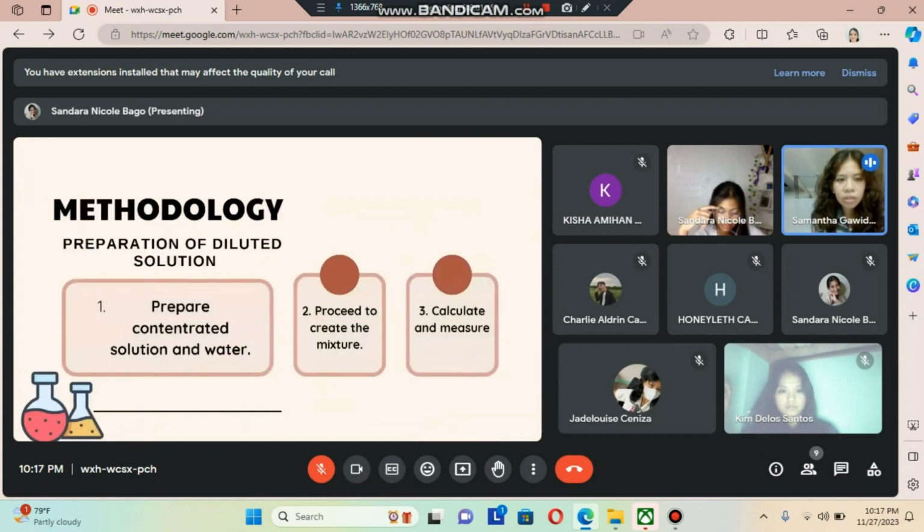For the preparation of diluted solution, for the first step, we will prepare the concentrated solution and water. In this step, we will only prepare a certain amount of concentrated solution. For the second step, we will proceed to create the mixture, and for the third step, we will then calculate and measure the volume. Next.